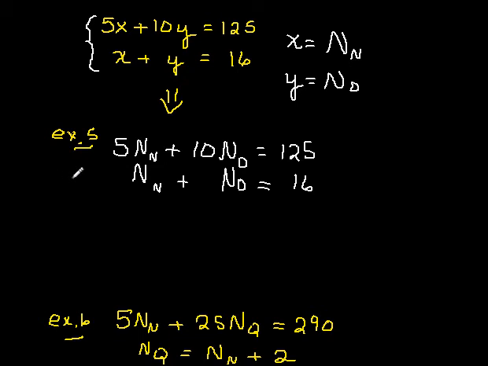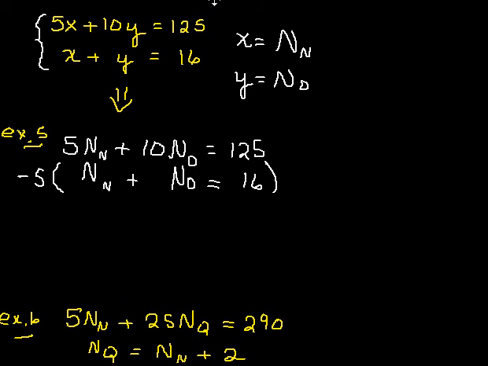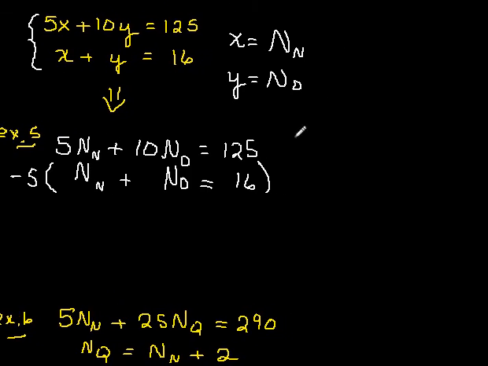So we need to multiply this bottom equation by something so that when we add it to the top equation, one of the variables adds out. So I'm going to stick with the easier one. I'm going to multiply the bottom row by negative 5. So we're going to get, the top one stays the same, plus 10 n sub d equals 125.